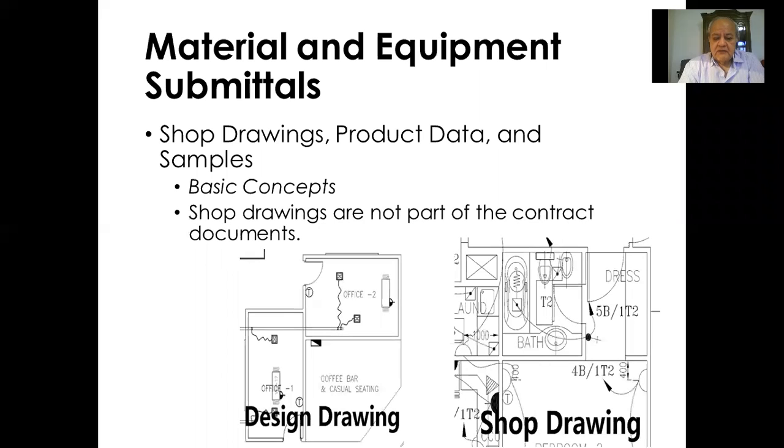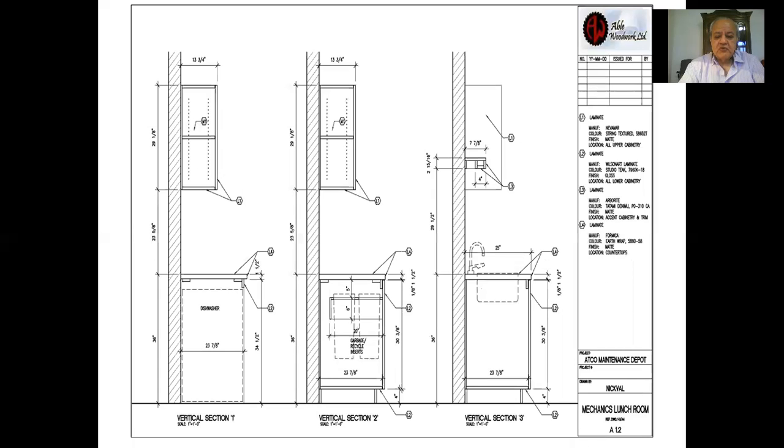Samples of materials. These are some examples of the difference between design drawing and shop drawing. In the design drawing, you as an architect provide basic information about the location of the lighting fixtures, the switches, telephone lines, and so on. But in the shop drawing, it's much more detailed. Everything in the design must be shown. So this is an example of a detail of a cabinet.